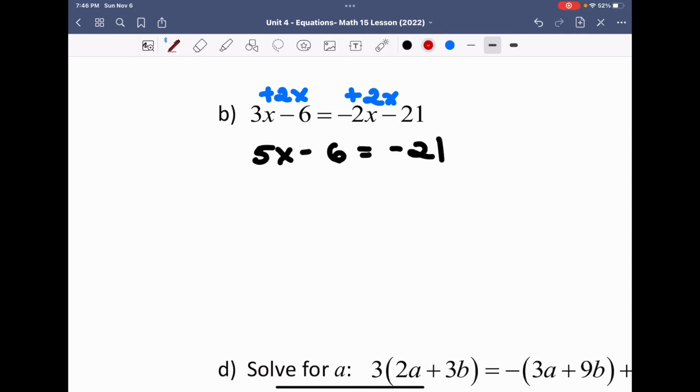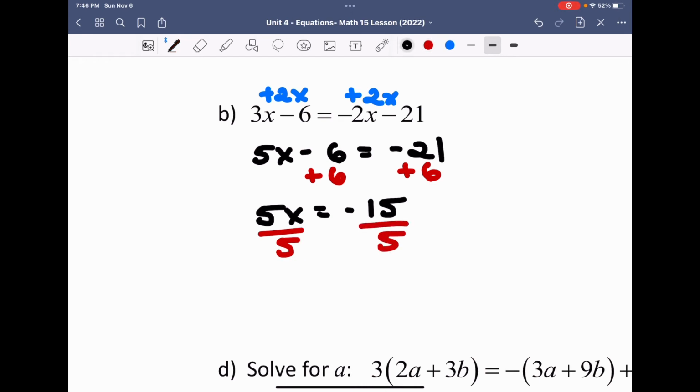And now I have to add 6 to both sides in order to get rid of that 6. 5x is equal to -21 plus 6, which is -15. And now, because the 5 and the x are being multiplied, I need to divide both sides by 5. Therefore, x is equal to -15 over 5, which is -3.